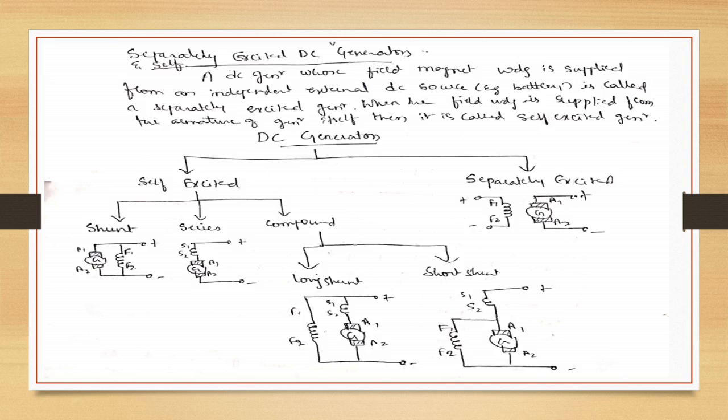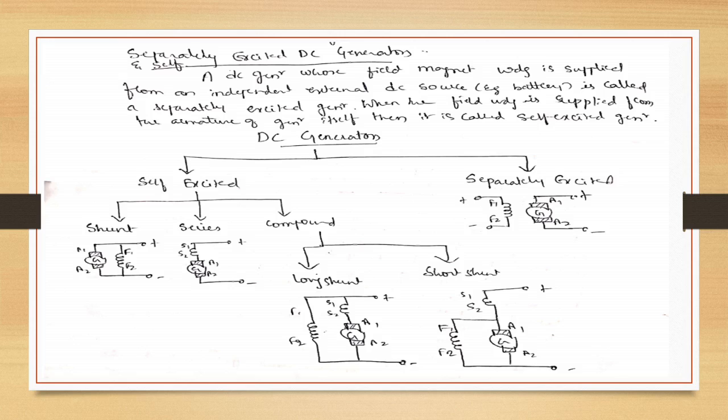Under this heading we are going to see a DC generator whose field magnet winding is supplied from an independent external DC source like a battery; then it is called a separately excited generator. When the field winding is supplied from the armature of the generator itself, then it is called a self-excited generator.